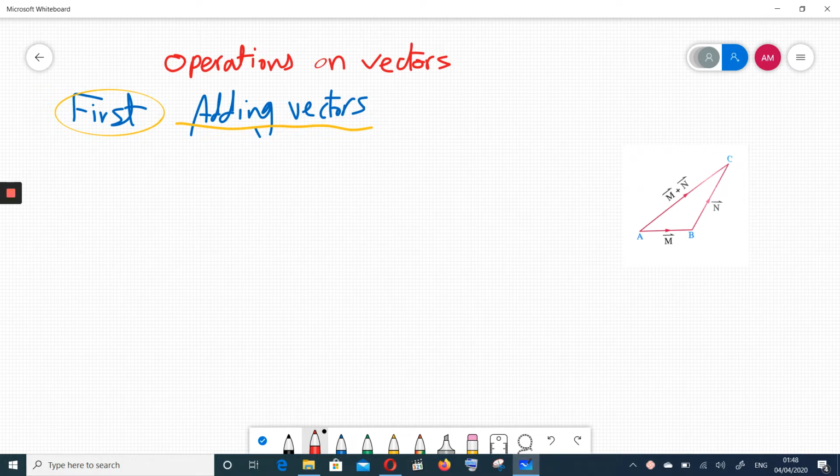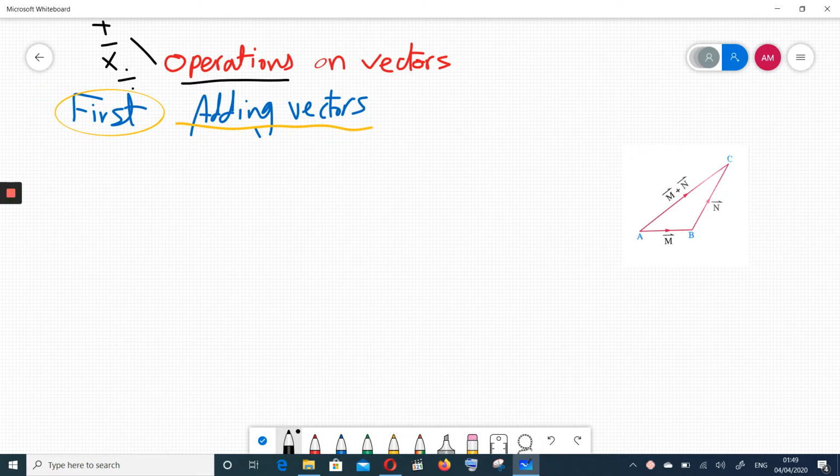My name is Mr. Ahmed Munir, and today, inshallah, we're going to talk about operations on vectors. We must know what the meaning of operations is. Operation means adding or plus, minus, times, and divided. These are the operations of numbers as we studied before. Today, inshallah, we're going to talk about adding and subtracting of vectors.